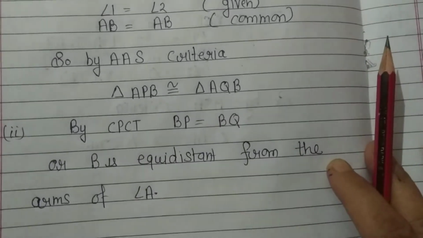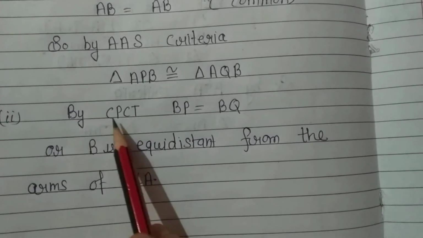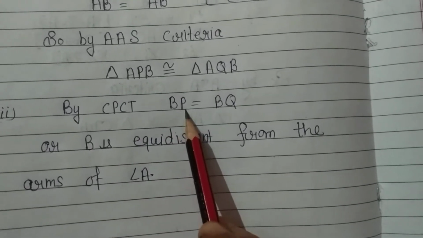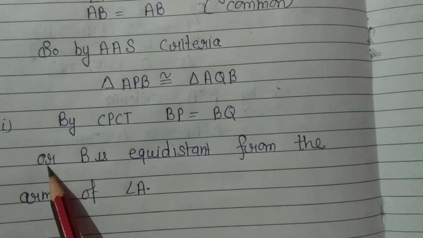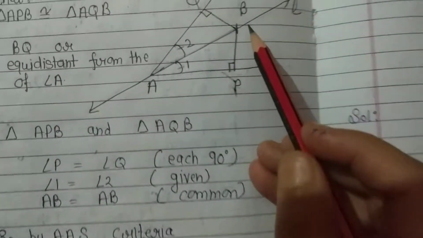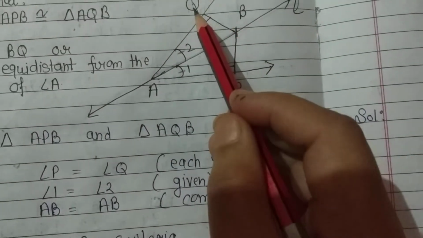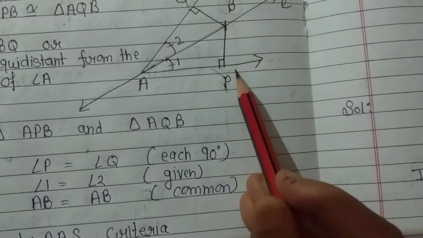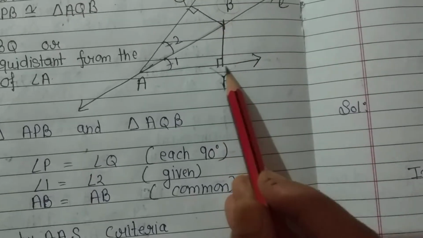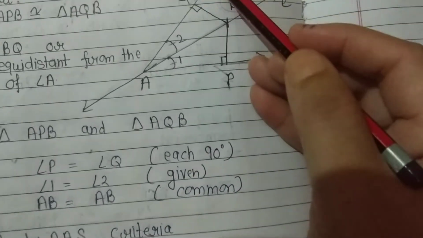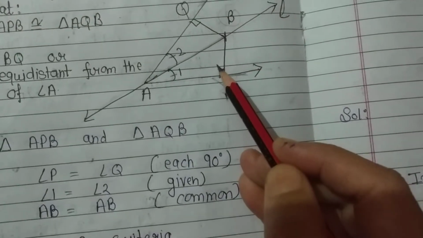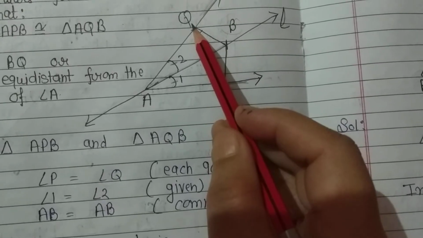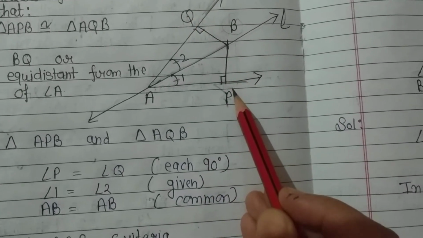Now for the second part, we can write by CPCT, means the corresponding parts of the congruent triangles, BP is equal to BQ. It means this point B is equidistant, means barabar duri par, from the arms. This is the first arm and this is the second arm of angle A. So this point B is at the equal distance from the arms of angle A.